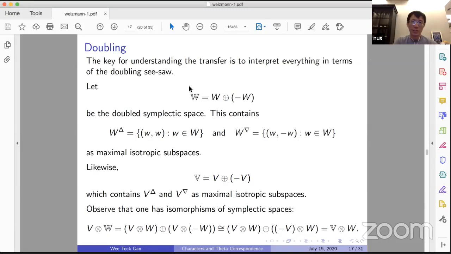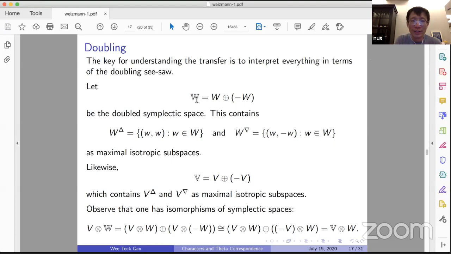First let's see what doubling is. It's very easy. You take a space, you double it. So we have a symplectic space W. You can double it, W plus W minus. What does this minus mean? It means that on this second copy of W, you multiply the symplectic form by a negative sign. So instead of taking the same symplectic form as the originally given one on W, you multiply it by a minus. We'll call this a doubled symplectic space.